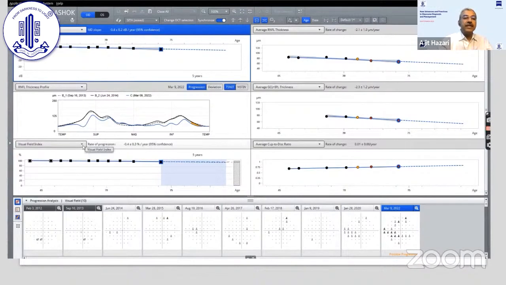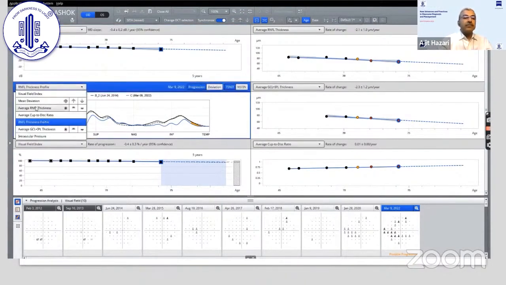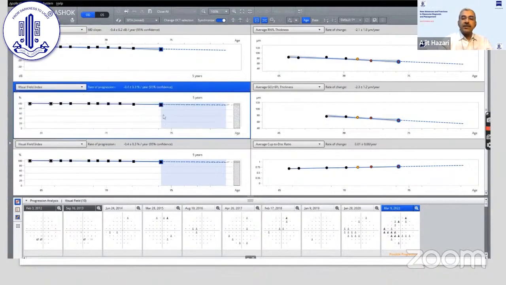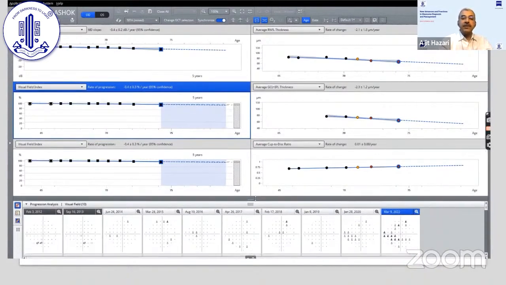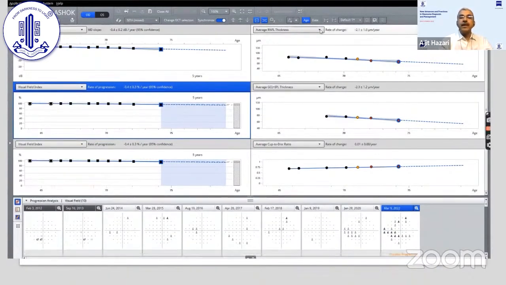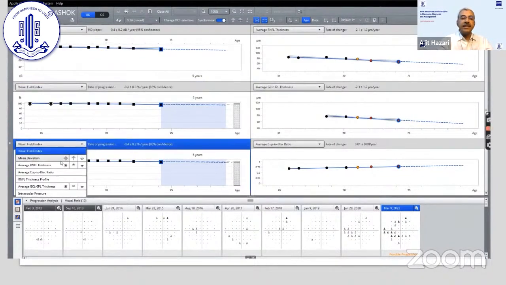Similarly, for the visual field index, we can do the same, and it's so customizable that you can change the buttons anywhere. You can pick any data in any part of the screen so that it becomes more streamlined. On the right hand side, you have the OCT data. You have the average RNFL thickness, average GCL IPL thickness.